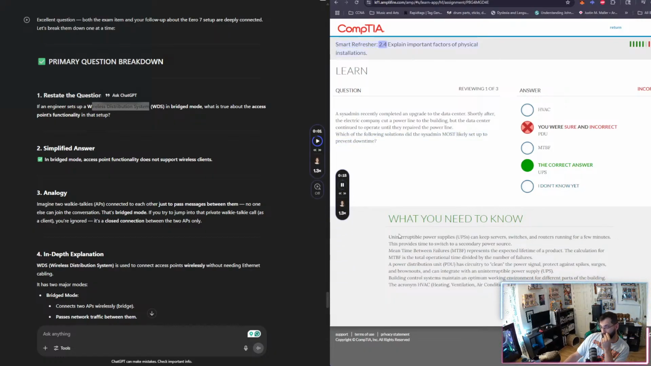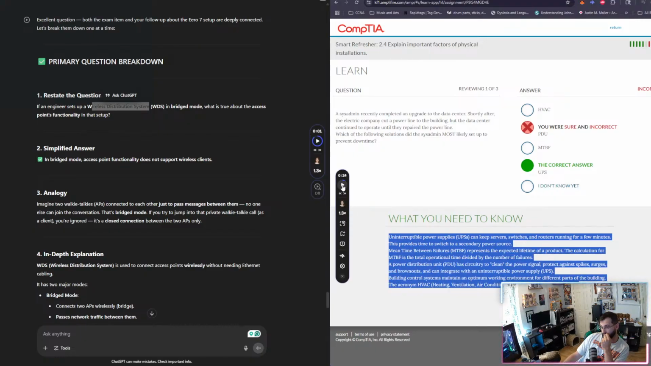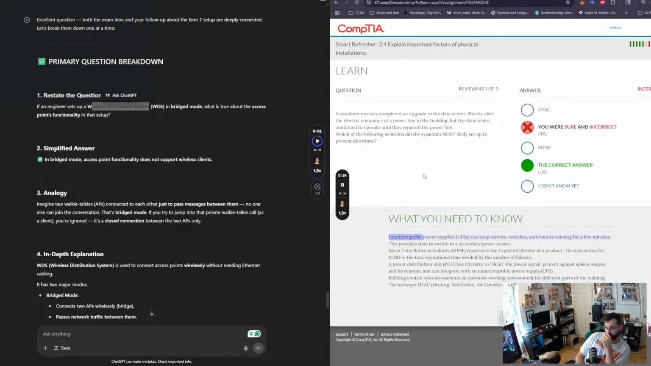Smart Refresher 2.4, explain important factors. Uninterruptible power supplies, UPSs, can keep servers, switches, and routers running for a few minutes. This provides time to switch to a secondary power source. Mean time between failures, MTBF, represents the expected lifetime of a product. The calculation for MTBF is the total operational time divided by the number of failures. A power distribution unit, PDU, has circuitry to clean the power signal, protect against spikes, surges, and brownouts, and can integrate with an uninterruptible power supply, UPS.